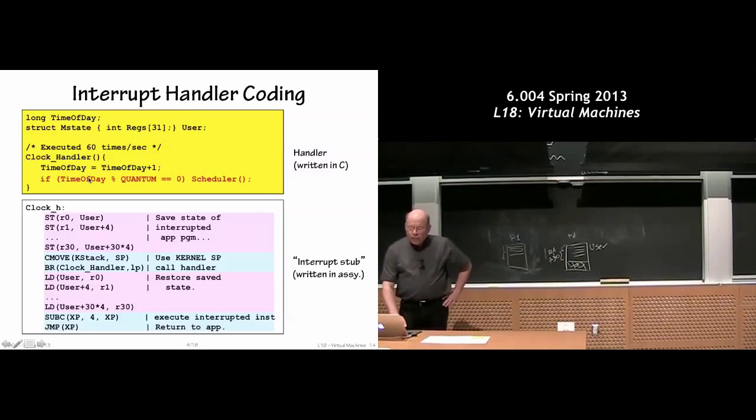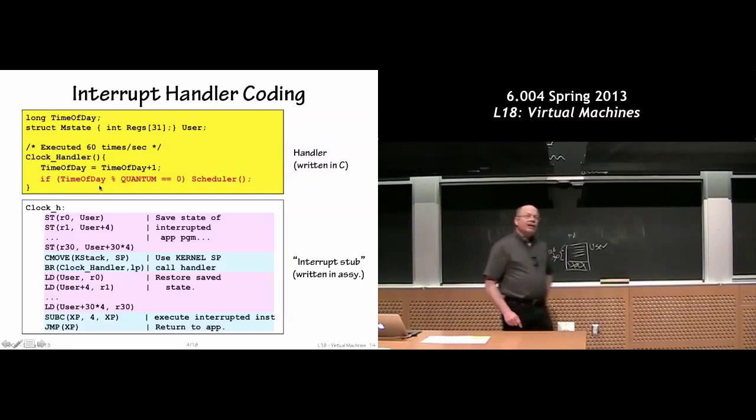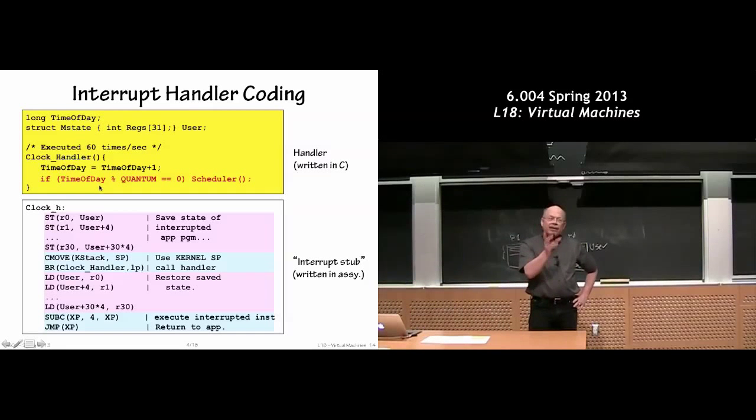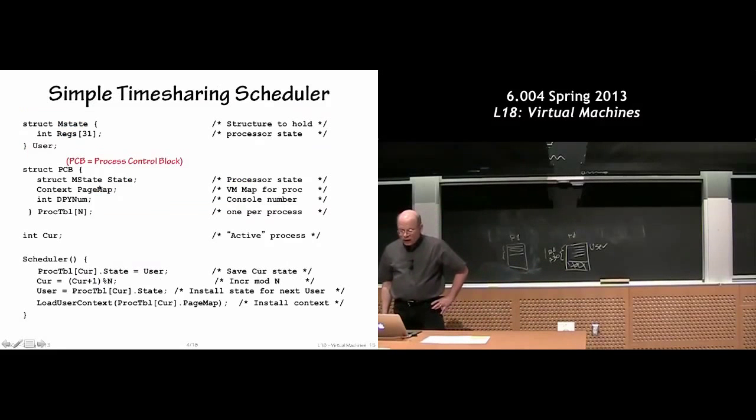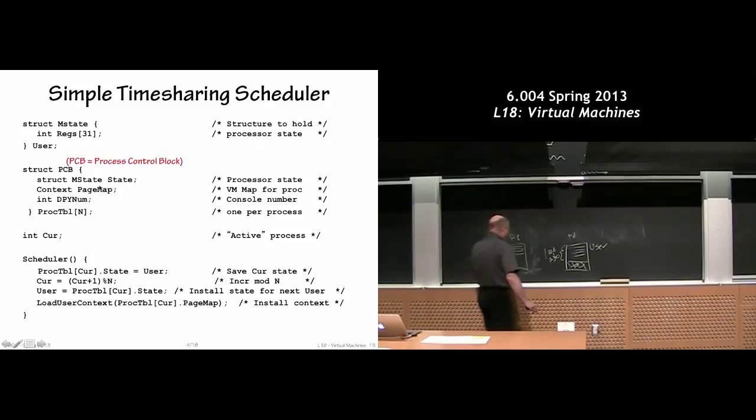Alrighty. Suppose we now wanted to actually time-share the machine. Suppose every some number of clock interrupts, we said, I want to go run some other process. So let's say every 5th clock interrupt, I'm going to say, okay, it's time to go run some other process. Well, here's how that might work. I'm actually going to build myself a new array.